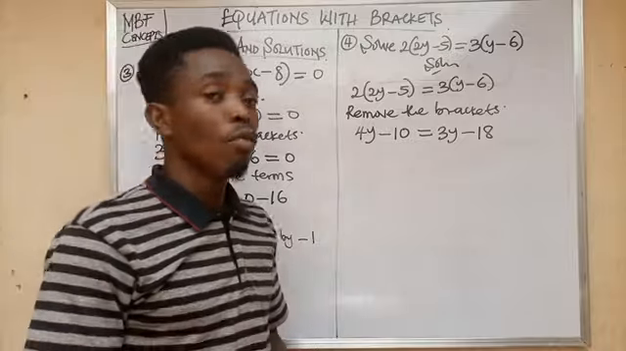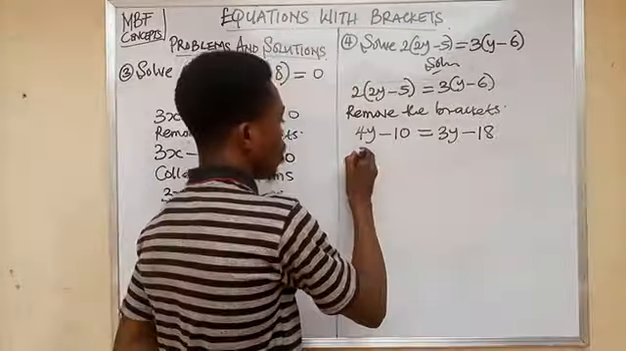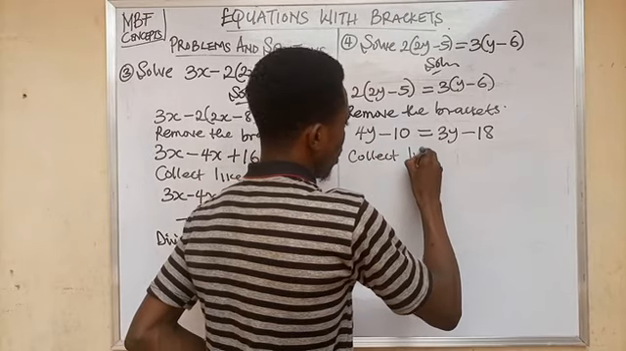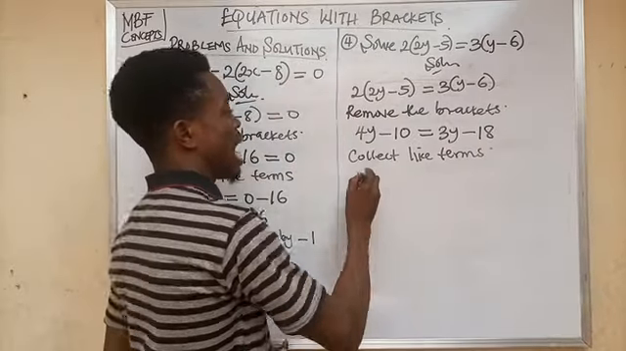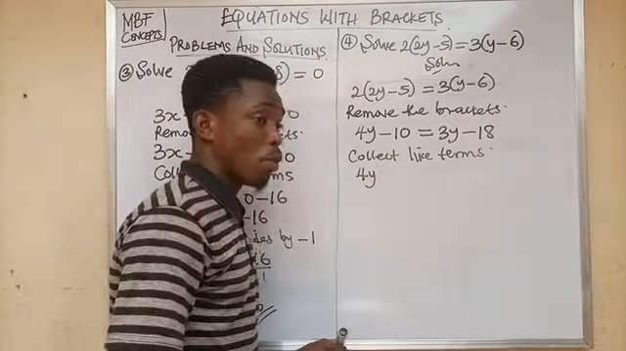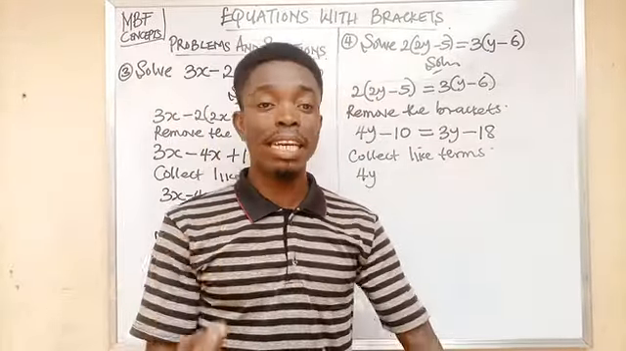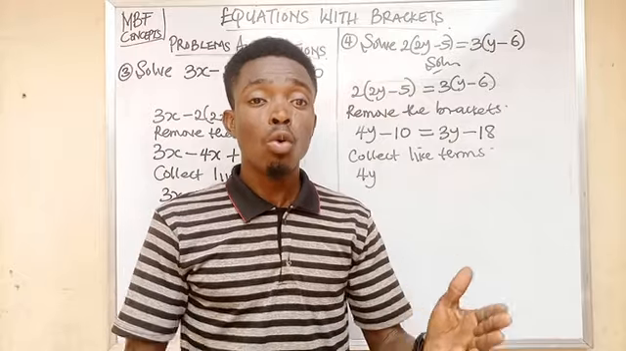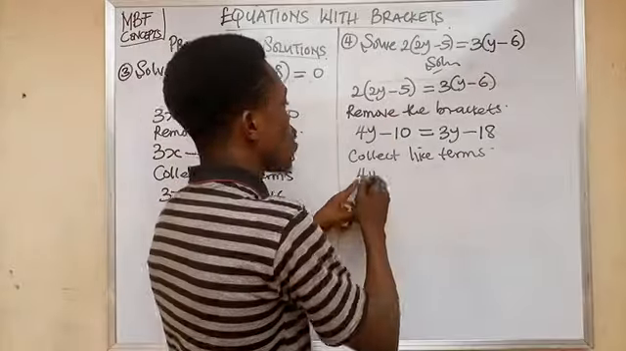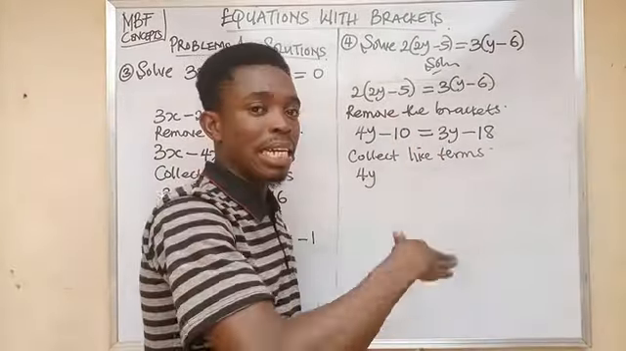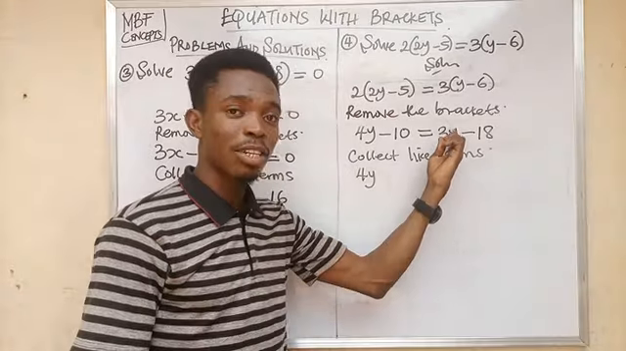Now that we have removed the bracket, the next thing we do is to collect like terms. And by collecting like terms, we have 4y as a variable. All the variables we occupy the left hand side, while all the constants we occupy the right hand side. So by so doing, we will take any of these terms that carries y to the left. Now I have 4y already at the left, but 3y is at the right hand side. So what do I need to do? Take 3y from the right hand side to the left hand side.